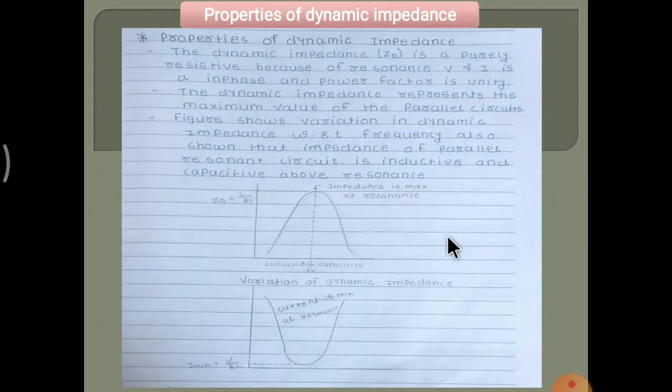Properties of dynamic impedance. The dynamic impedance is purely resistive because at resonance V and I are in phase and the power factor is unity. The dynamic impedance represents the maximum value of the parallel circuit.